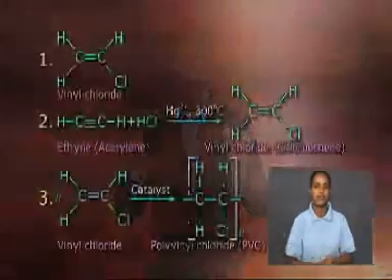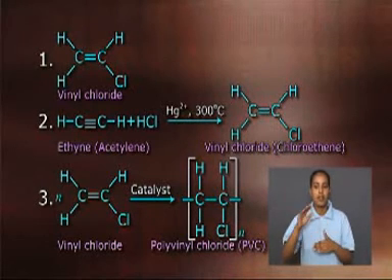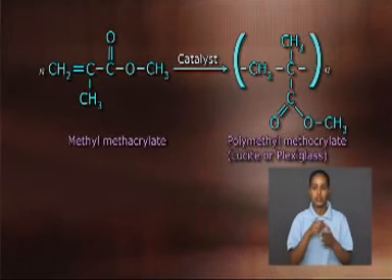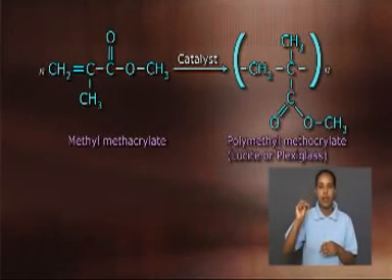Welcome back, students. I'm sure you had no trouble in completing this exercise. Here is the chemical equation for the polymerization of vinyl chloride. This is the chemical equation for the polymerization of methyl methacrylate. Do these match up with your own equations, students? Great work. Be sure to double check with teacher if you have any questions about the compositions of PVC and Perspex.